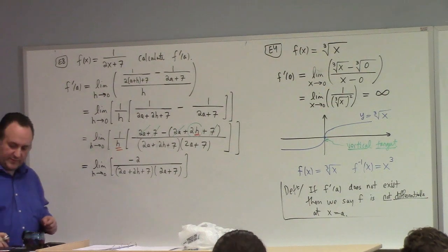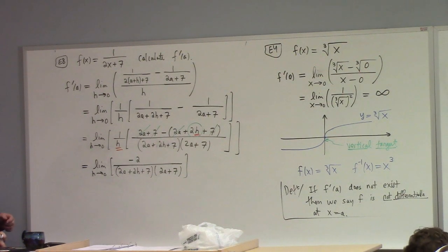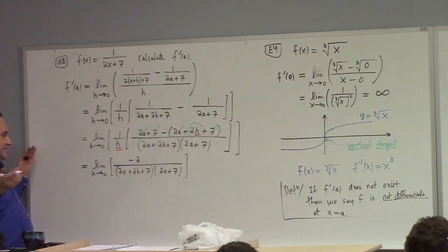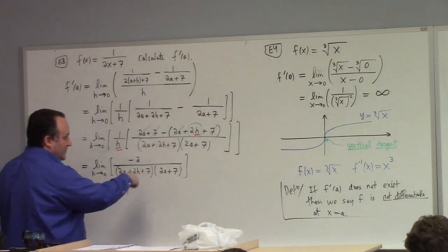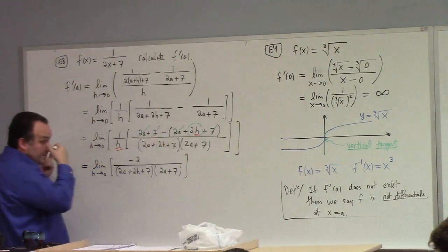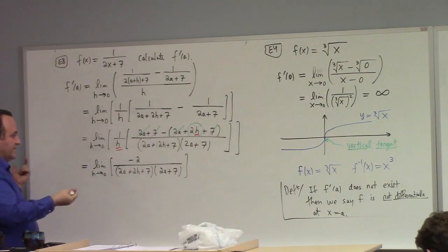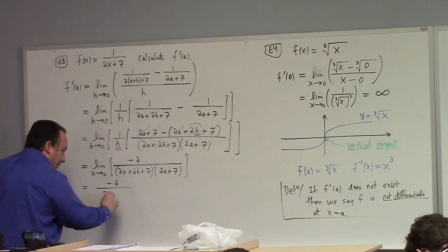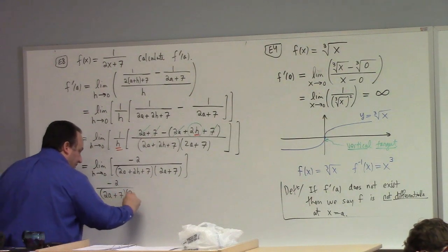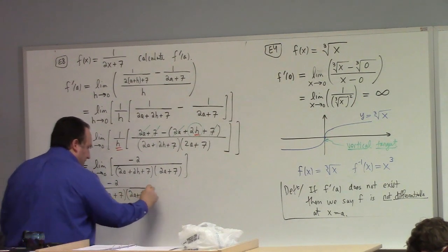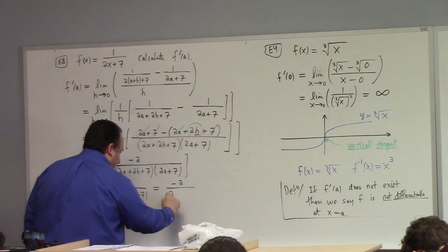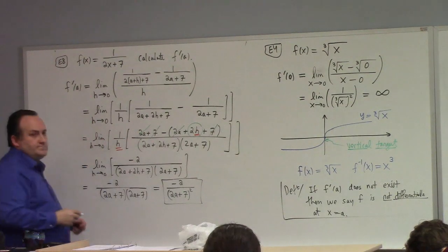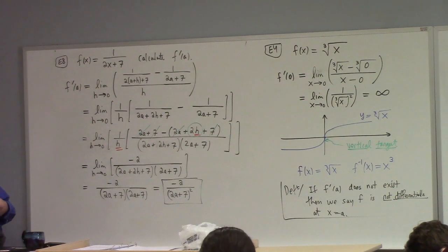All right? So then what? Oh, we're done. So we just need to plug it in. See, because at this point, this is no longer indeterminate. By doing the algebra, we've reduced the indeterminacy, and so we can work it out. This is minus 2 over 2a plus 7 times 2a plus 7. In other words, the answer is minus 2 divided by 2a plus 7 quantity squared. Did you guys get it?